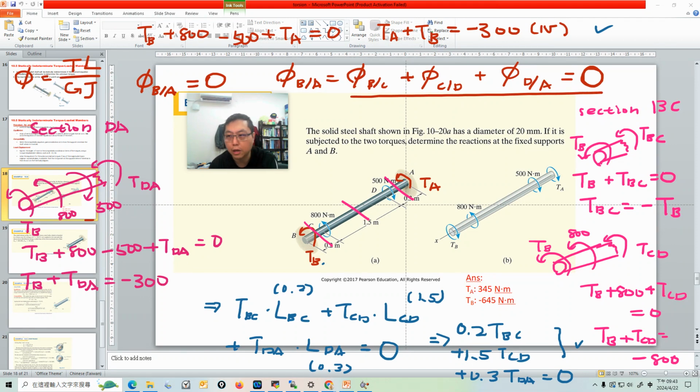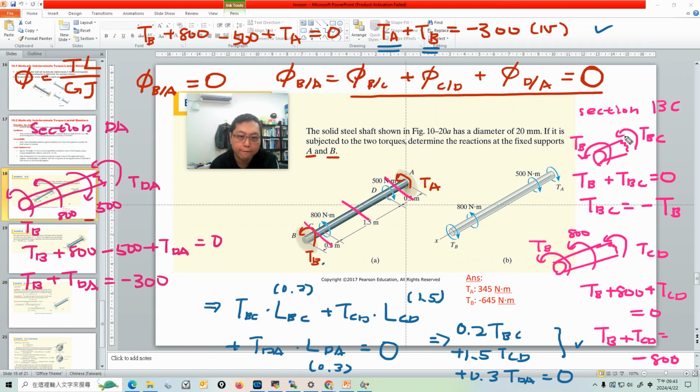Okay, so, after all, can we solve the problem? Don't forget our goal. We want to find TA and TB. Do we have enough information right now? Let's see. 0.2 TBC plus 1.5 TCD plus 0.3 TDA is equal to 0.